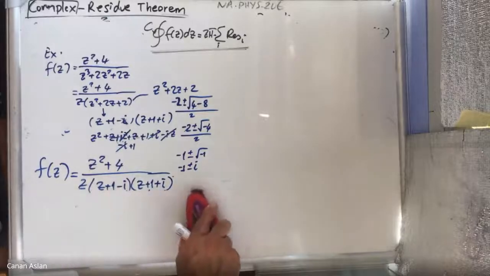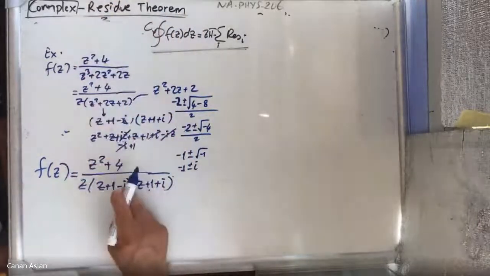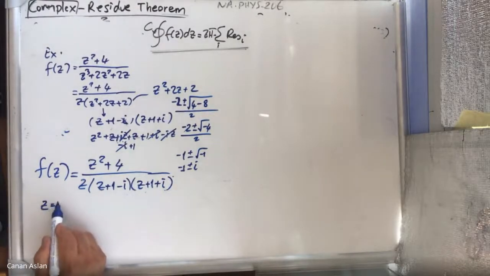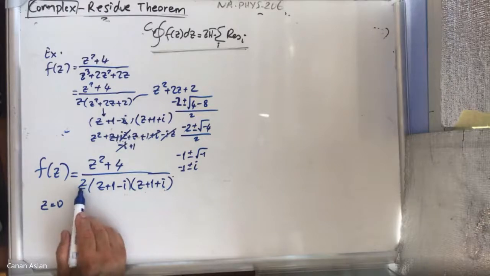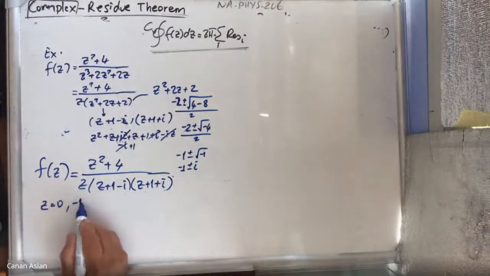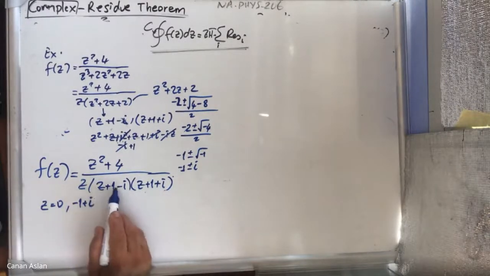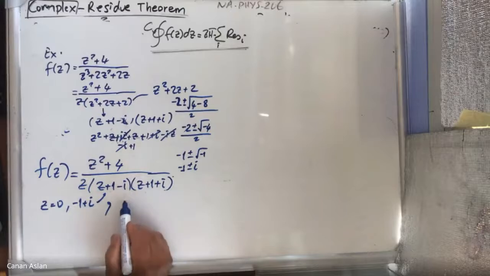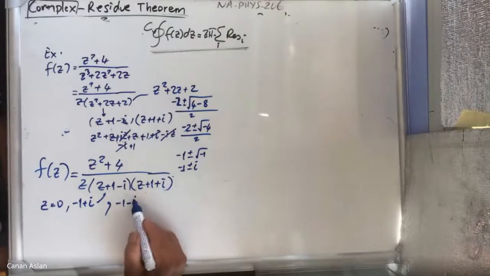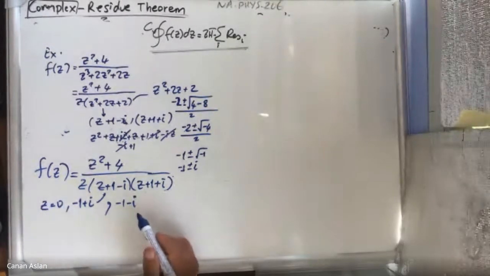Okay, so now having determined the denominators, we can find out where the poles are. z equals 0 is one of the singularities, because z equals 0 makes this denominator 0. Now, when z equals minus 1 plus i, this blows up, because it cancels these two terms and then it becomes 0. And for the third one, z should be equal to minus 1 minus i. In this case, this will blow up. So we have three singularities.